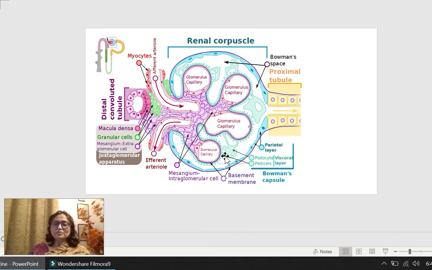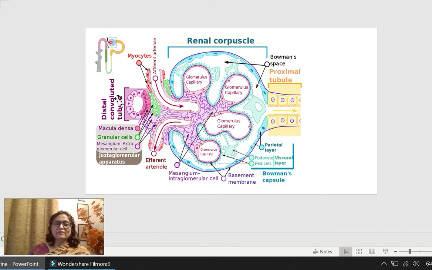The two basement membranes are separated from each other by special cells known as pedicels or podocytes. They have foot processes, so we call them pedicels or podocytes. The proximal convoluted tubule is made up of cuboidal cells, whereas the distal convoluted tubule also has cuboidal cells. And just above these afferent and efferent arterioles, there is a group of special cells that we call the juxtaglomerular apparatus.